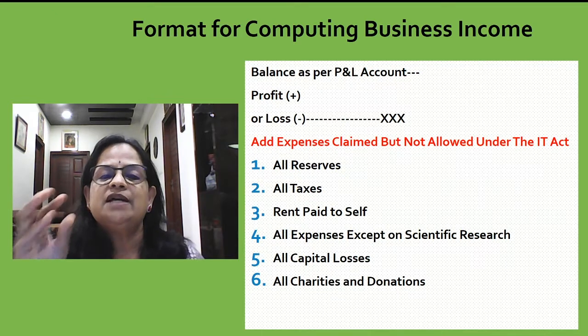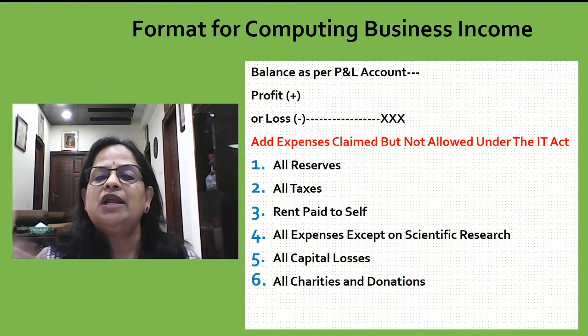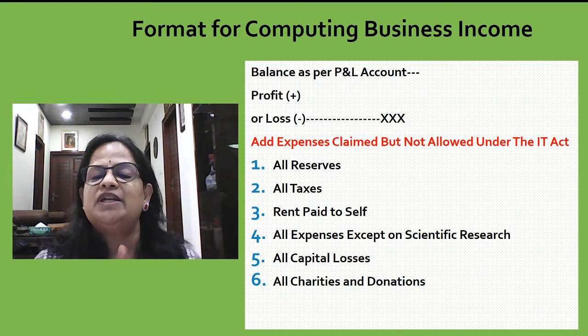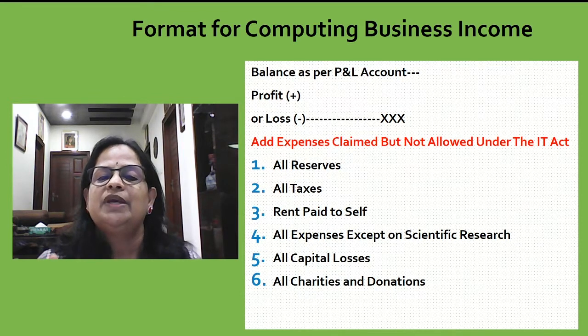We will start with the net profit given by the profit and loss account. If it's profit, we will start with the profit figure. If it's loss, it will be minus. And add the expenses claimed but not allowed under the Income Tax Act. All reserves. Reserves are appropriation of profit. General reserve will be there. Specific reserve will be there. Depreciation reserve will be there. So any reserve is not allowed, because it's appropriation of profit. It should come in the profit and loss appropriation account.